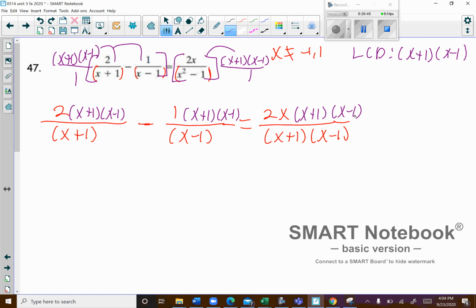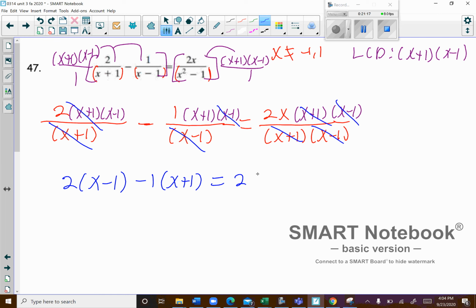Okay, so basically I multiplied all my numerators by the LCD, which is x plus 1, x minus 1. Now we'll go ahead and start canceling things out. So this would cancel with this. That will leave me with 2 times x minus 1, so we'll have to distribute in a minute. Then here this would cancel with this one. That'll leave me with minus 1 times x plus 1. Need to keep that in parentheses there, okay? And then equals, both of these cancel out, and that'll just leave me with a 2x.